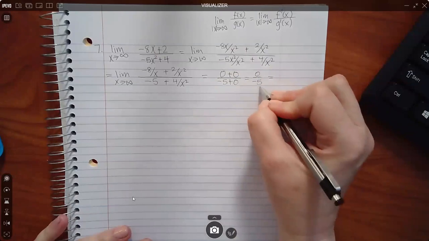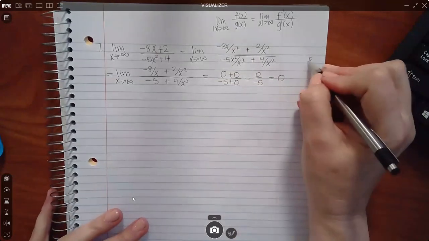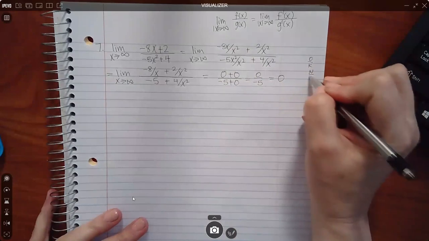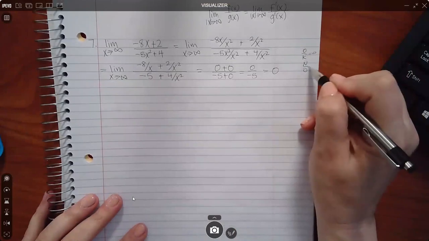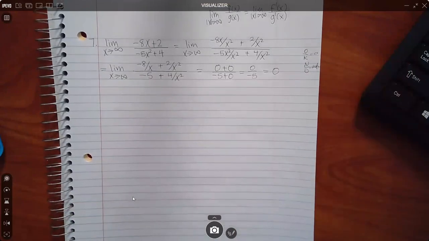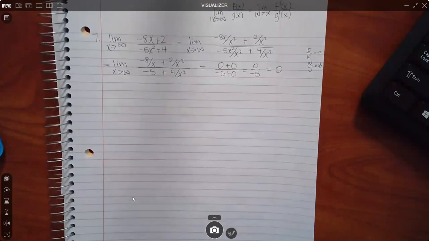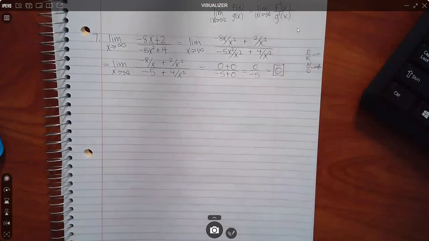And 0 over a number is okay. That's how I remember. So it's 0. This is okay, this is not okay. So that one will equal 0. This one is like that word undefined. That's how I remember which one was. So we got 0.